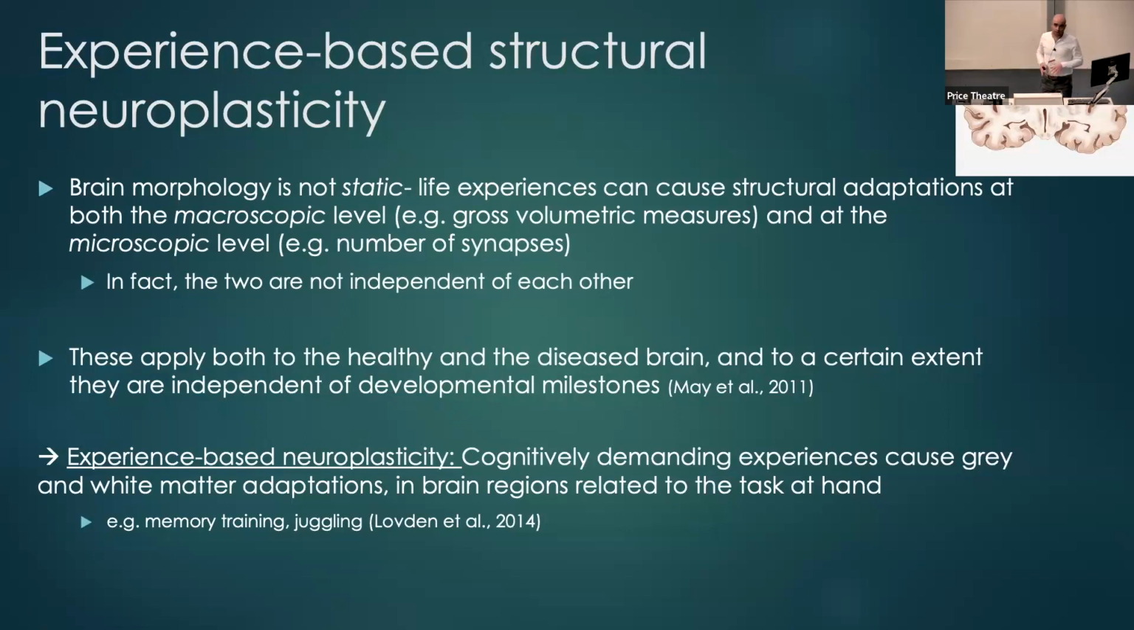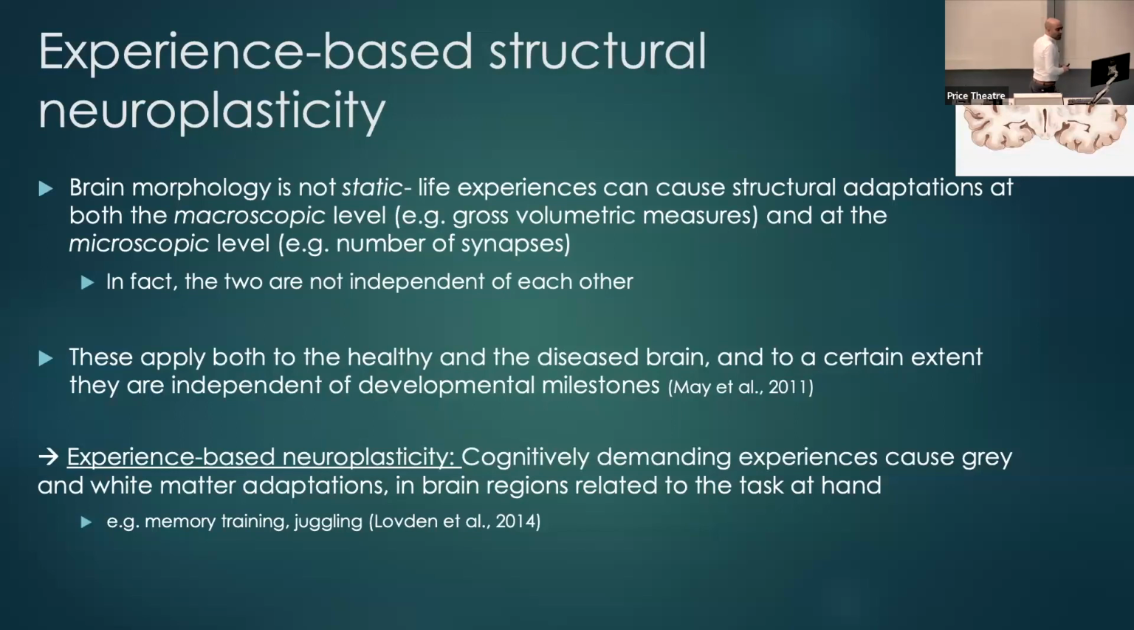These changes, experience-based adaptations, apply to the healthy brain, but they also apply to the diseased brain. And to a certain extent, they are independent of developmental trajectories. So we know that the brain changes in shape as we grow and as we age, right? That's very well documented. There's no doubt about this. But we know that these changes that have to do with our experiences go on top of the developmental trajectories.